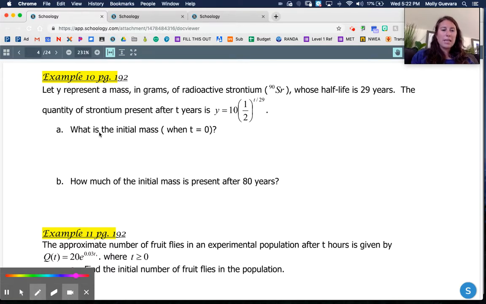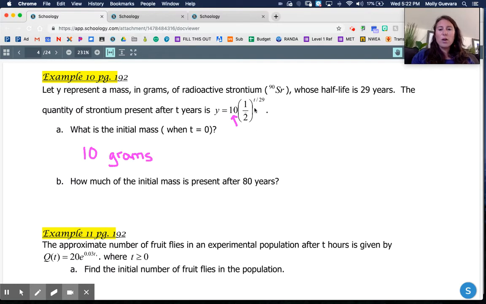Here it's asking, what is the initial mass? How much did I start with? And looking at the equation, we shouldn't even have to plug in t is 0, because looking right here, this is always my initial value. So we should just be able to say that it's 10 grams.